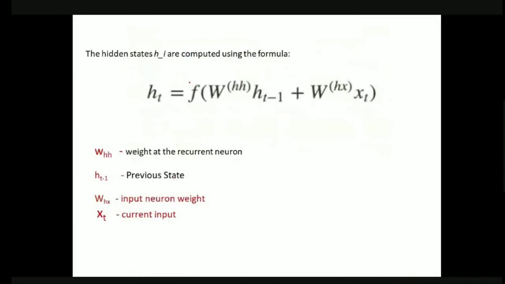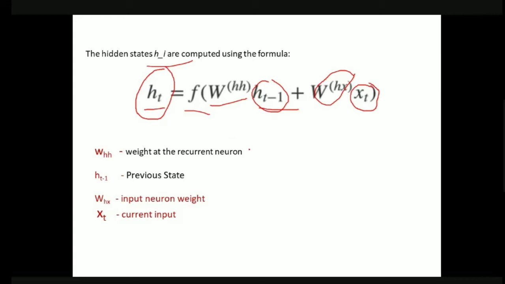Now, the hidden state is computed using a formula. Simply we will call it HT. The hidden state HT will be calculated as a function of WHH times HT minus 1. What is WHH? The weight at that particular recurrent neuron, with the previous state HT minus 1, plus the weight at that particular input neuron with the current input XT. So this is how we calculate the hidden state. We already looked at this in the previous RNN class.